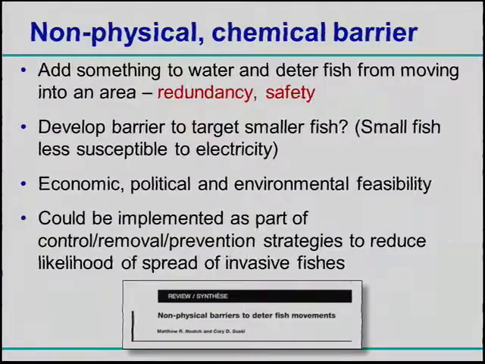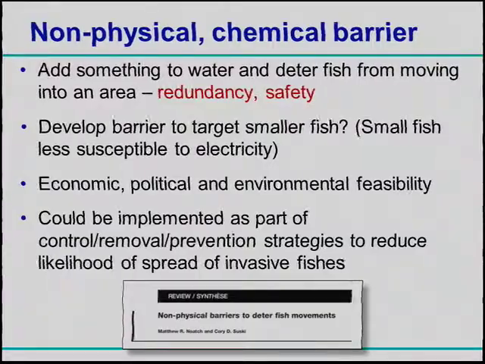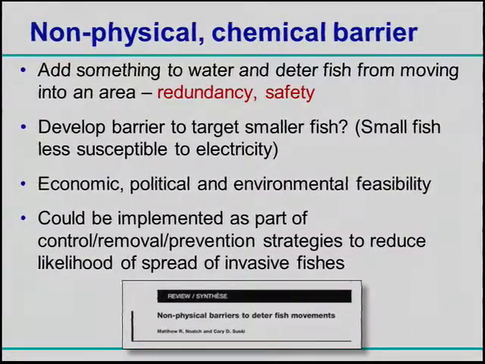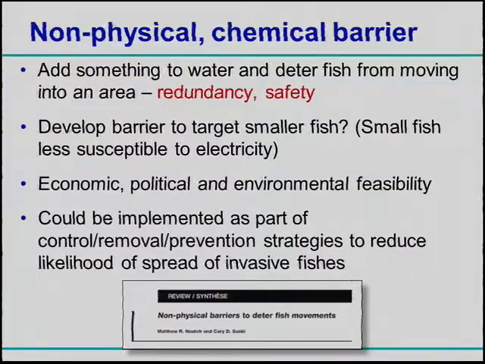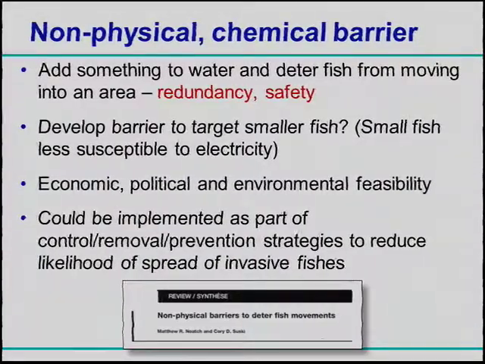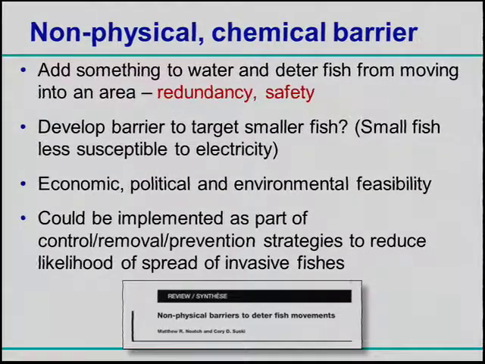So that's where the project that we started to take on has come in. Our goal was to develop a non-physical, chemical barrier that we could implement in the city of Chicago or elsewhere to act as a deterrent to slow or stop the movement of Asian carp. Again, something that would ideally provide redundancy, because no non-physical barrier is 100% effective. We could add something that would supplement the electric barrier to provide additional safety. Ideally, something that's going to target smaller fish and make up for the deficiency in that electric barrier.